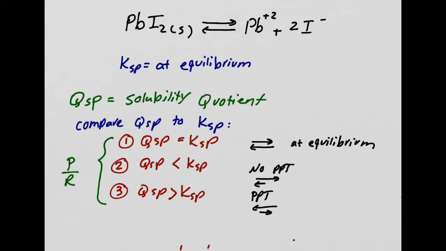Now, let's do the next part. So now that you understand this, let's do a practice problem. Here is a keyword to look for. Will a precipitate form? Every time they ask you, will a precipitate form, almost every time, what do you have to do? You have to involve Qsp because you have to figure out what's going on right now and then compare it to Ksp. Okay, so here is our next problem.